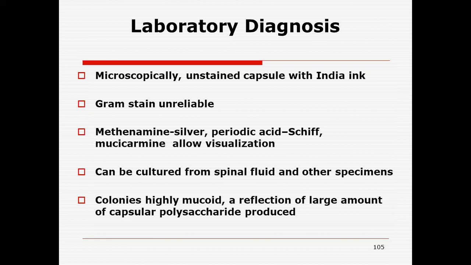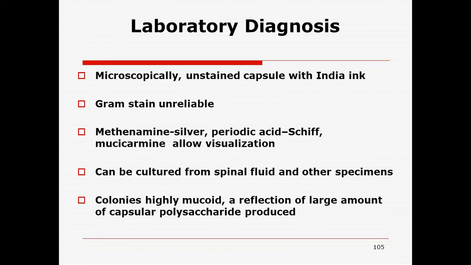what we call Cryptococcus neoformans or Cryptococcosis: in the spinal fluids, with the India ink, the yeast cells can be seen microscopically, and we can identify these cells by the unstained capsule. We can also use the Gram stain procedure, but that's not reliable. The organism can also be stained with the methenamine silver stain or periodic acid-Schiff stain. They really help us in the visualization of the organism.